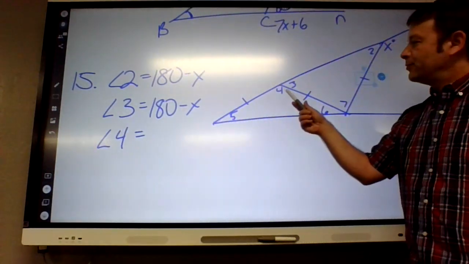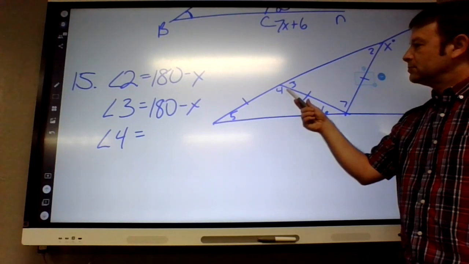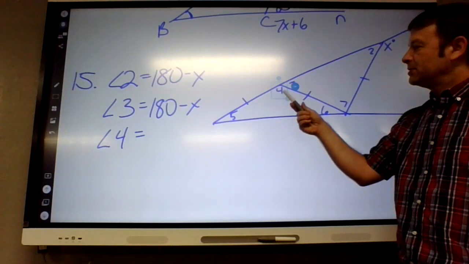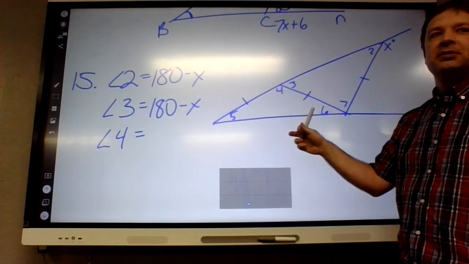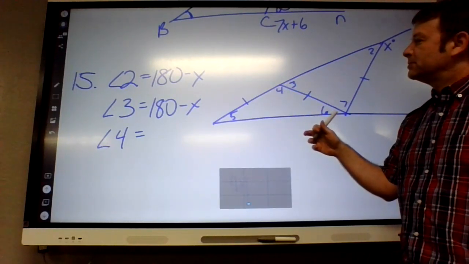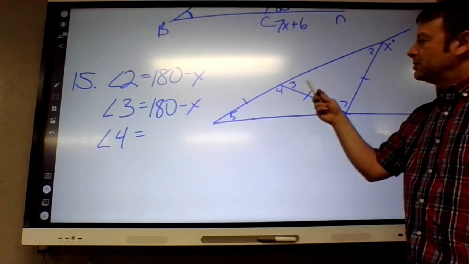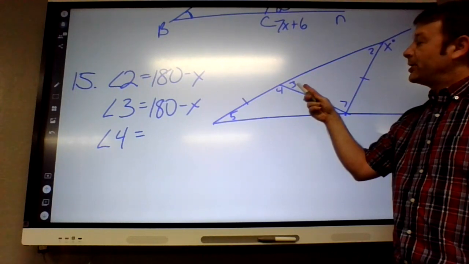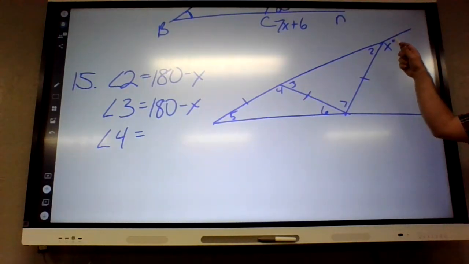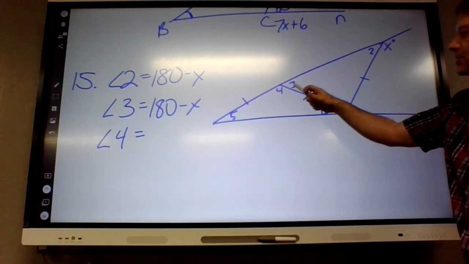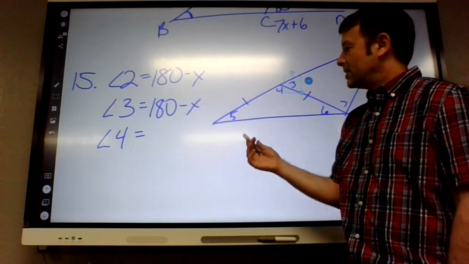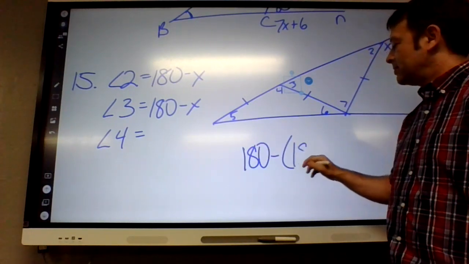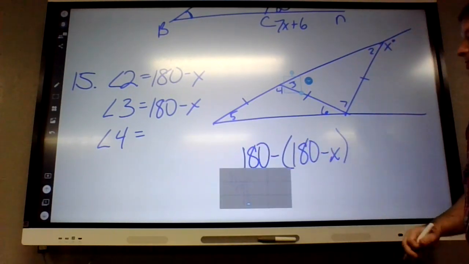How do I find angle 4? We just said this is 180 minus x. Angle 3 minus 180. Well, you said it backwards. Just like we did over here, 180 minus this gives us this. So 180 minus this minus that gives us that. So 180 minus, you have to subtract all of it, so you need parentheses there.